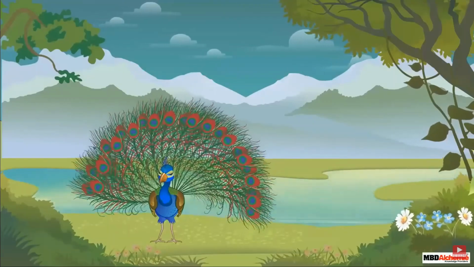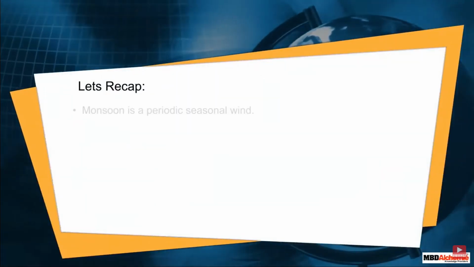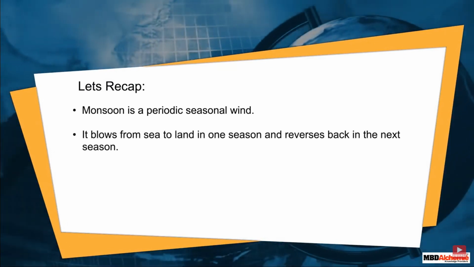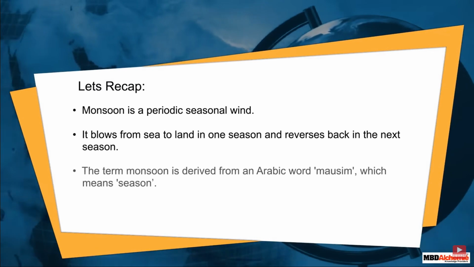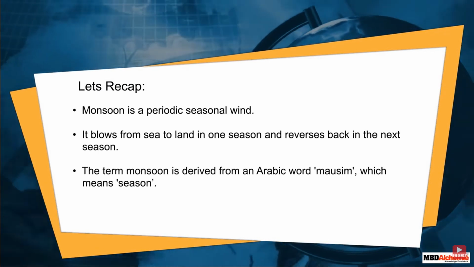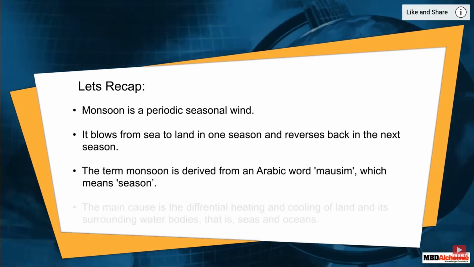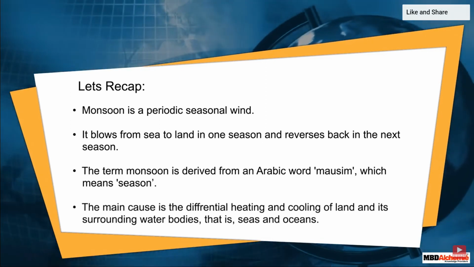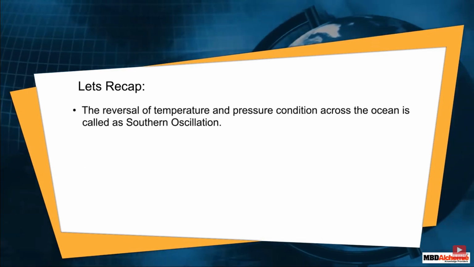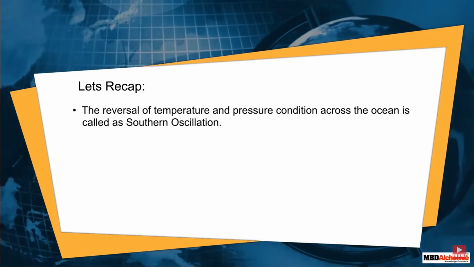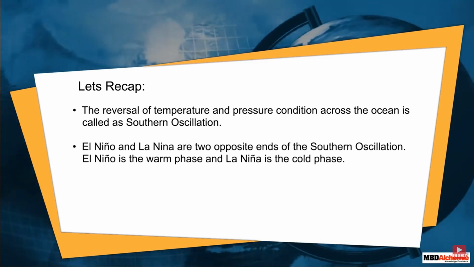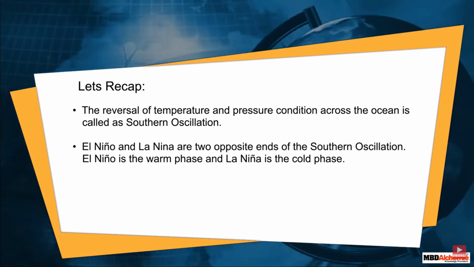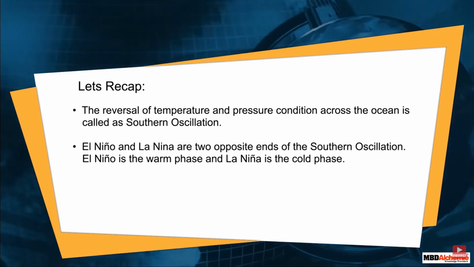Let's recap. Monsoon is a periodic seasonal wind. It blows from sea to land in one season and reverses back in the next season. The term monsoon is derived from an Arabic word mausim, which means season. The main cause is the differential heating and cooling of land and its surrounding water bodies, that is seas and oceans. The reversal of temperature and pressure condition across the ocean is called southern oscillation. El Nino and La Nina are the two opposite ends of the southern oscillation. El Nino is the warm phase and La Nina is the cold phase.